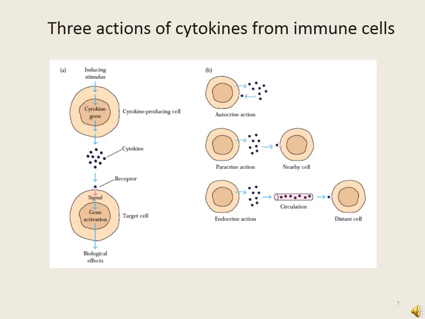And the lower one, the bottom one: if the producing cell releases the cytokines and the cytokines travel in the circulation, similar to endocrine hormones, the cytokines can go to target cells that are far away from them. This is the action of cytokines that we call the endocrine action.